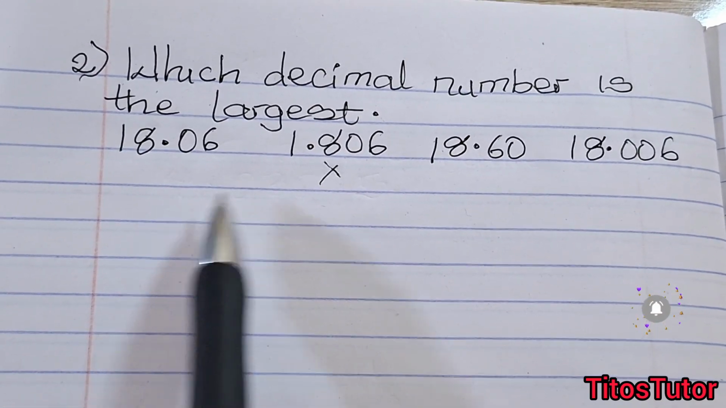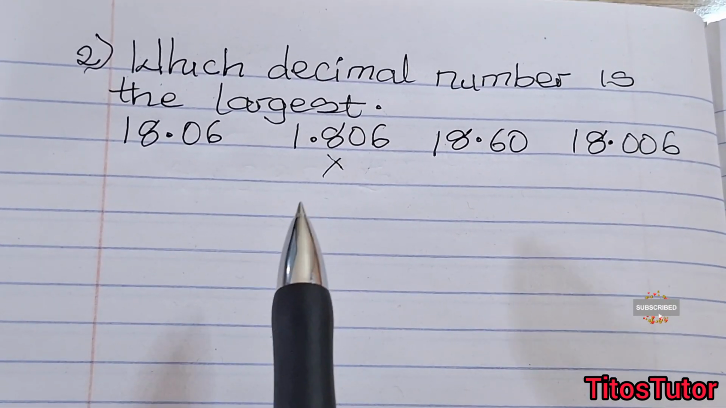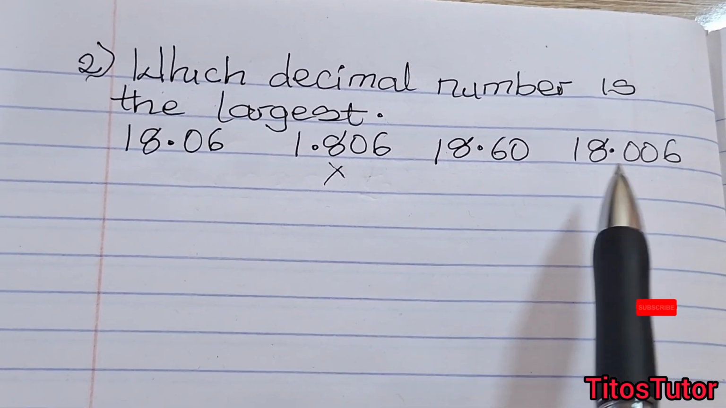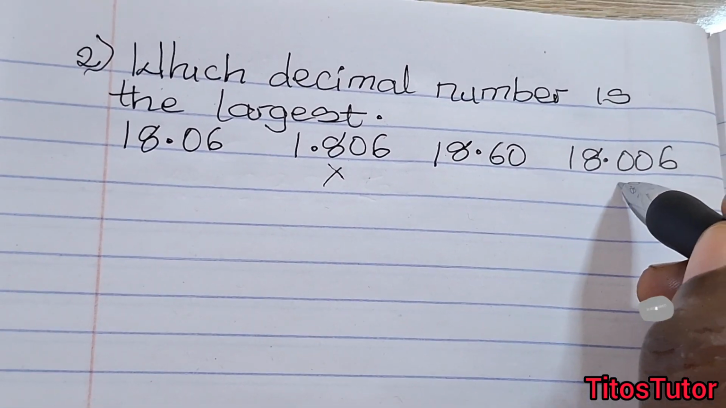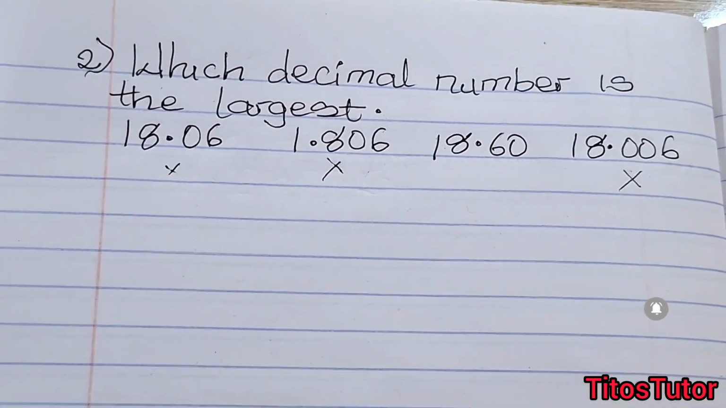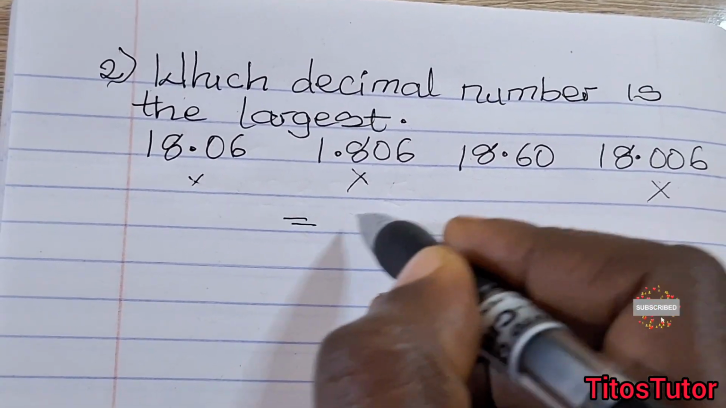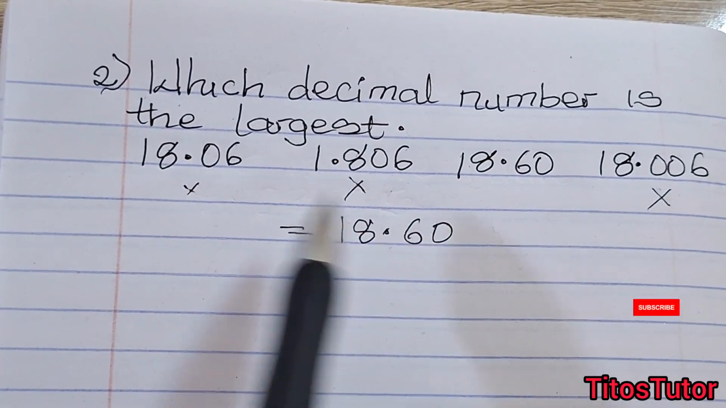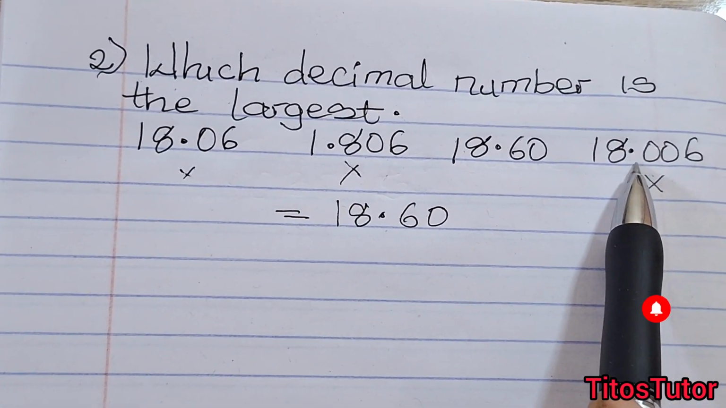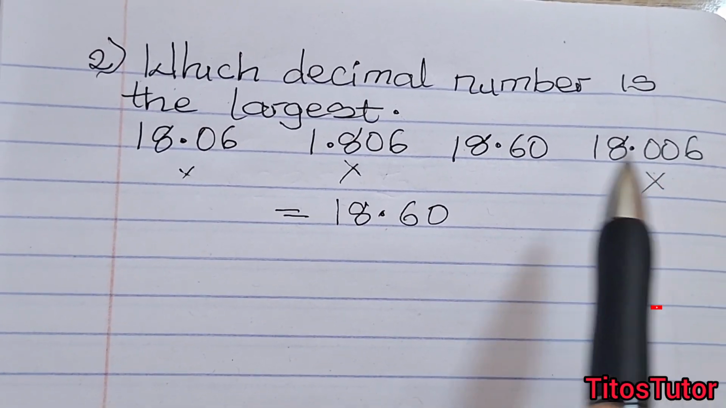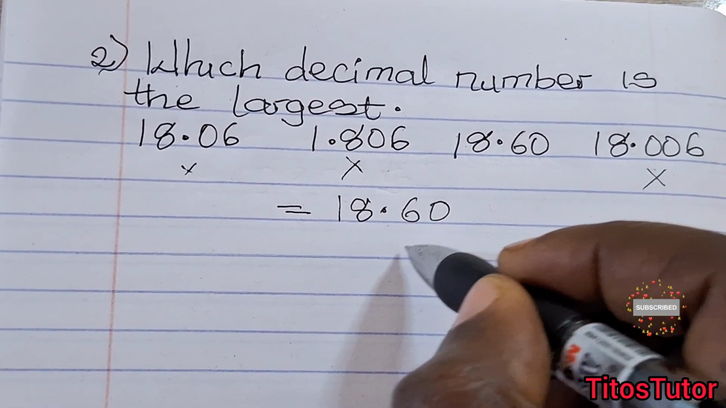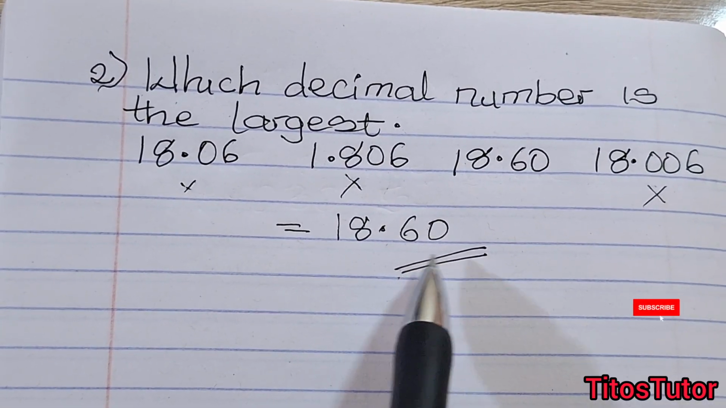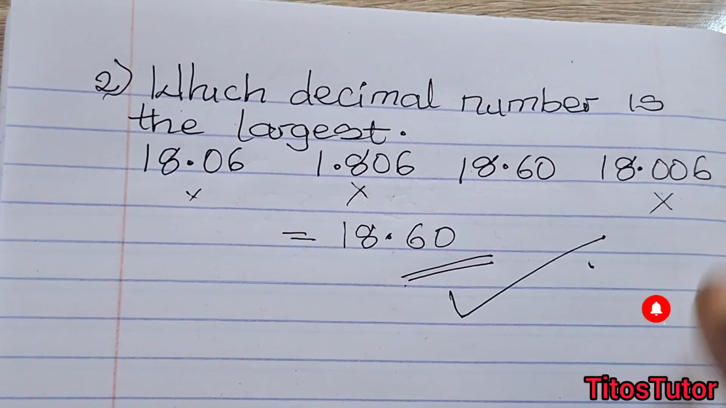So elimination method, we have eliminated this already. Now we have 18.06, 18.60, 18.006. Definitely this isn't it, and this isn't it as well. So my final answer is 18.60, because 0.6 is bigger than 0.06 and definitely bigger than 0.006. 0.6 is bigger. So my final answer to this question is 18.60, and I am done.